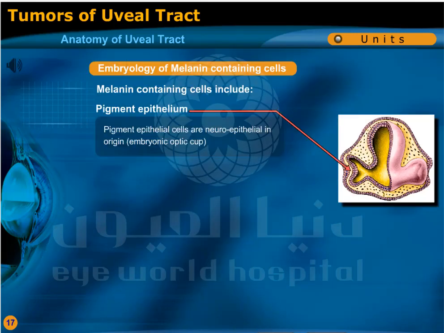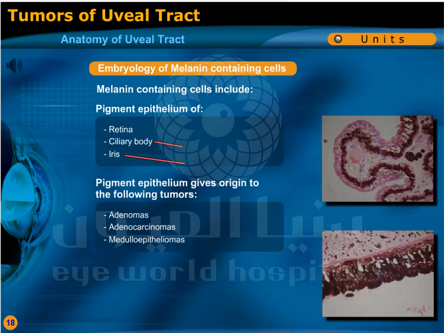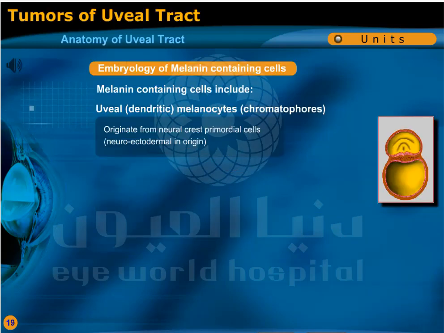Embryology of melanin-containing cells. Melanin-containing cells include pigment epithelium. Pigment epithelial cells are neuroepithelial in origin, from the embryonic optic cup. Melanin-containing cells include pigment epithelium of retina, ciliary body, and iris. Pigment epithelium gives origin to the following tumors: adenomas, adenocarcinomas, and medulloepitheliomas.